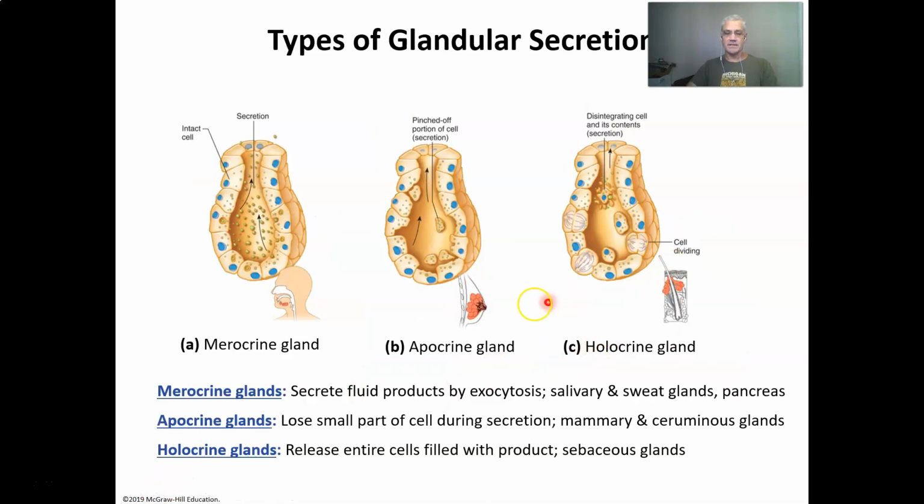Here's just another picture of that. This is from another textbook that I have. Same deal. Here's a merocrine gland. It makes a secretion, sends it into the duct. The holocrine gland, the entire cell disintegrates and becomes the secretion. And in the middle is the apocrine gland, which is the top part of the cell.